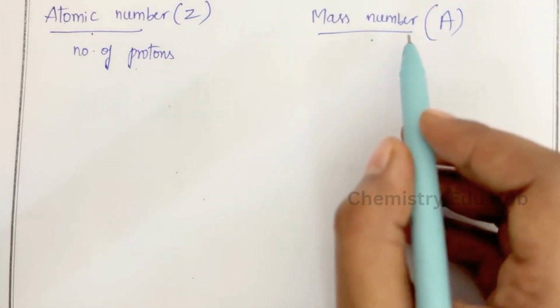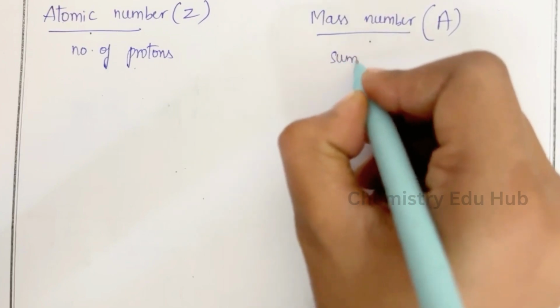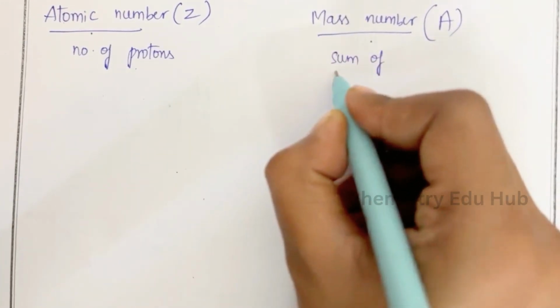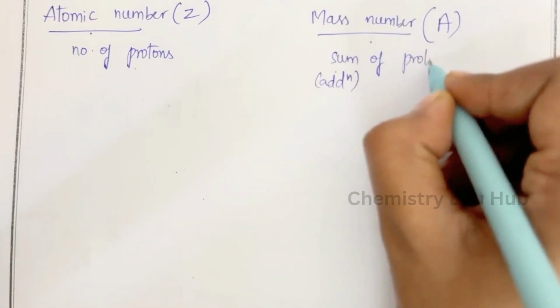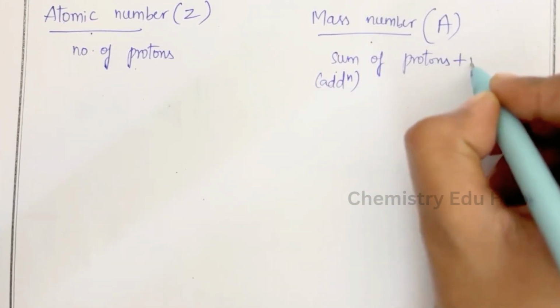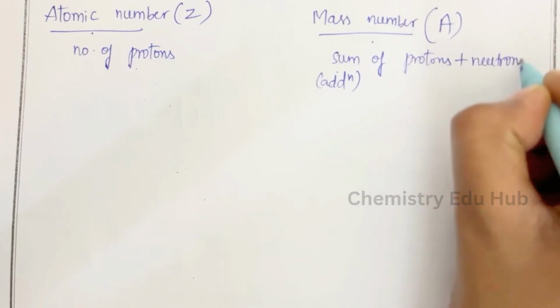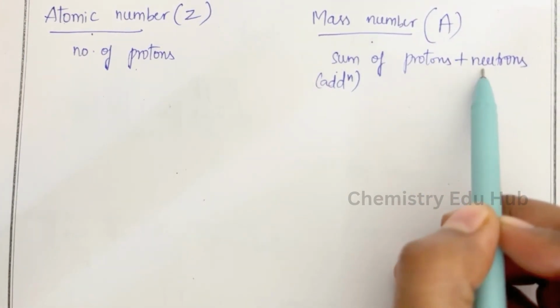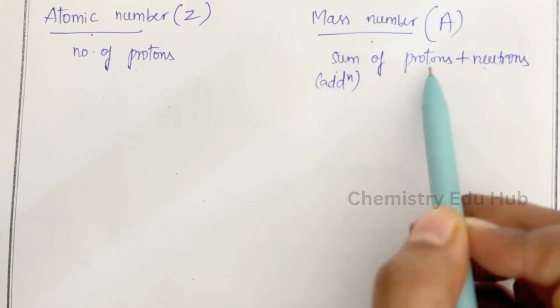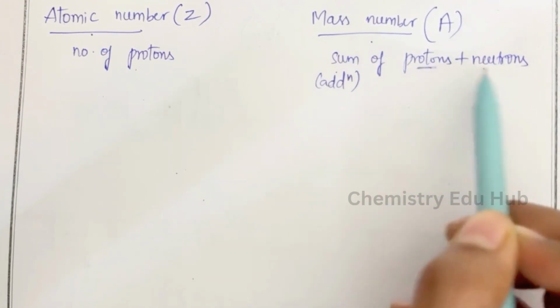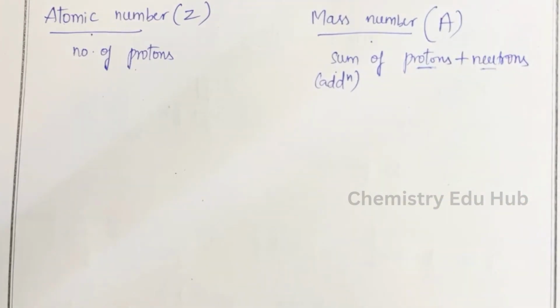Now what is mass number? It is the sum of protons plus neutrons. Since protons and neutrons have higher mass compared to electrons, the total mass of an atom is mainly contributed by protons and neutrons only. So the sum of protons and neutrons gives us the mass number.